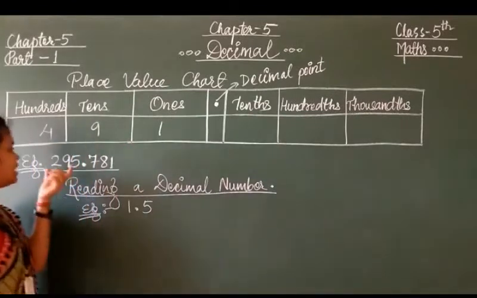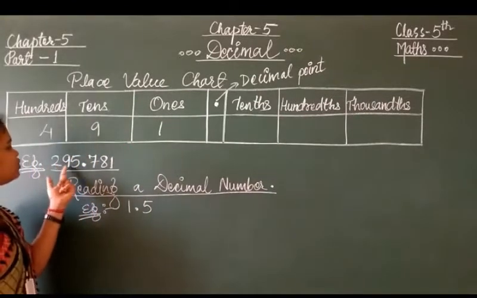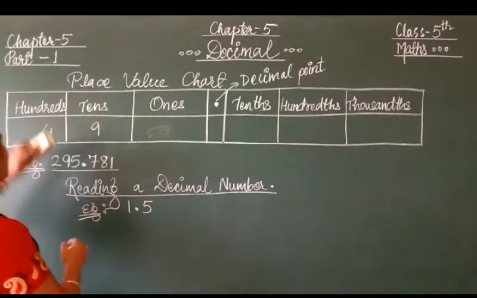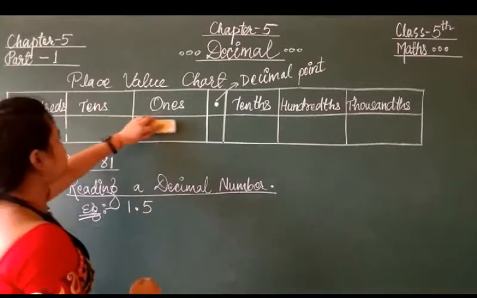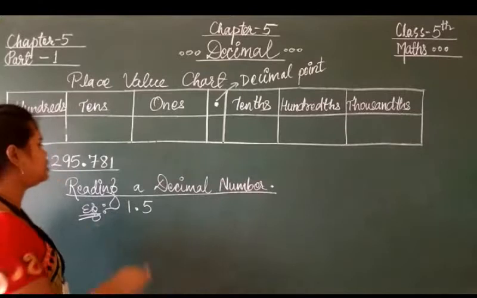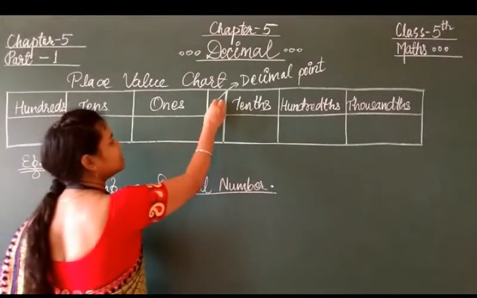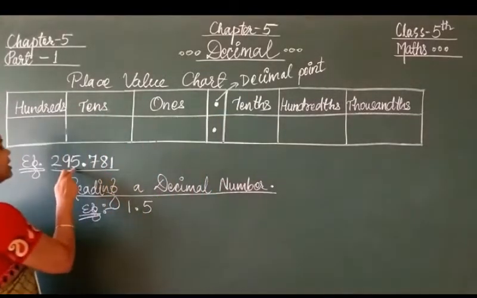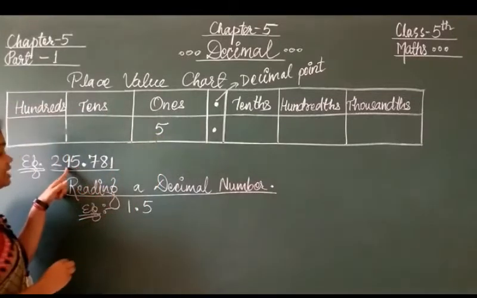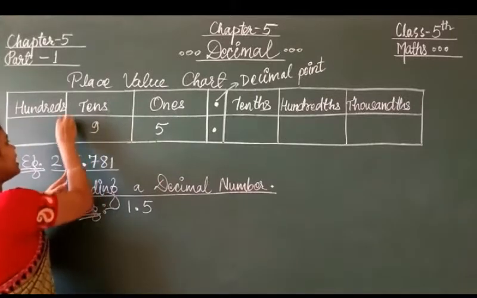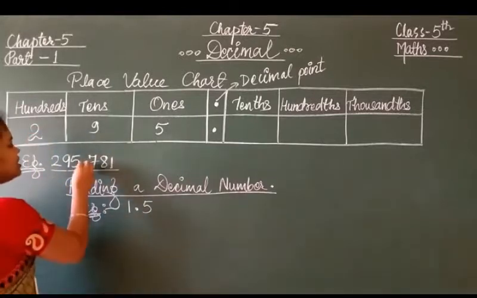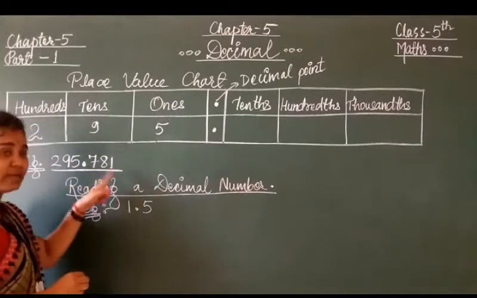So students, as I had given you the example 295.781, remove these numbers, and now we have to put this given decimal number in this place value chart. See students, here decimal is there. So we will put a decimal here, and here 5 is in ones place. We will write 5. Then 9 is in tens place. We will write 9. Then 2 is in hundreds place. We will write 2. What about the numbers present after the decimal?